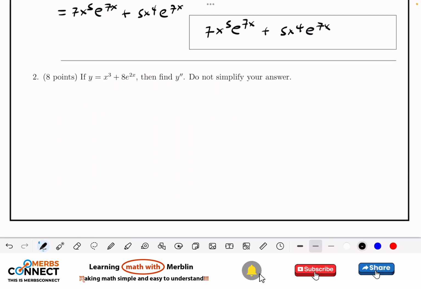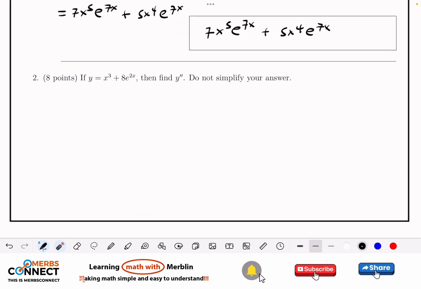The next question here is to find y prime prime. Do not simplify your final answer, right? So here, because we have this one here, let's take the derivative. Y is equal to x to the power 3 plus 8 e to the power 2x. So we want y prime prime. So let's go for the first one. Y prime, using the power rule for this one, we are going to have 3x squared plus 8 out.